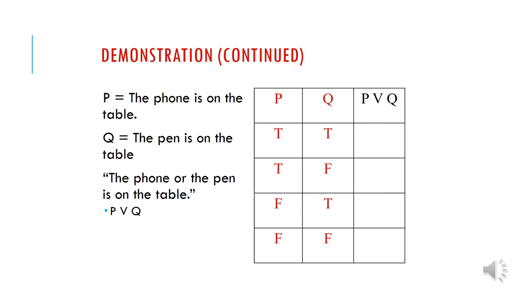The phone is not on the table, but the pen is on the table. If I'm telling you the phone or the pen is on the table, then I'm safe with just one being there. The only time in which the truth function of a disjunctive statement is false is when both states of affairs are false. If I told you the phone or the pen is on the table, but neither was on the table, then I would have said something false.